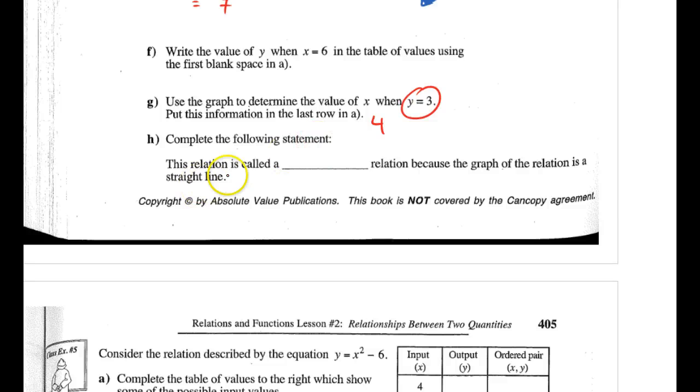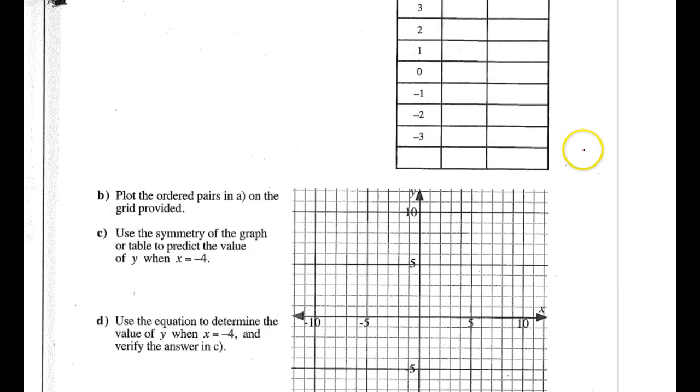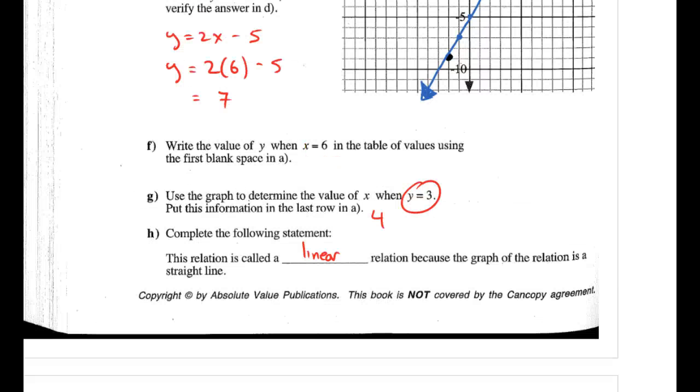Again, complete the following. So this relation is called a linear relation because the graph of the relation is a straight line.